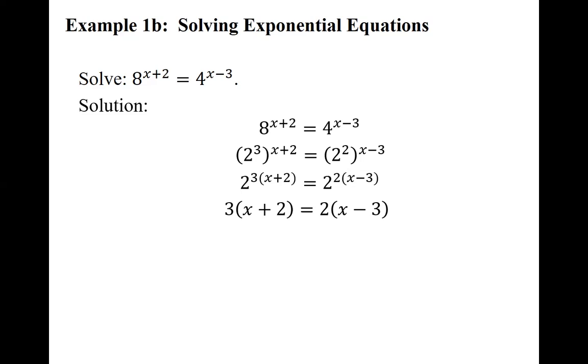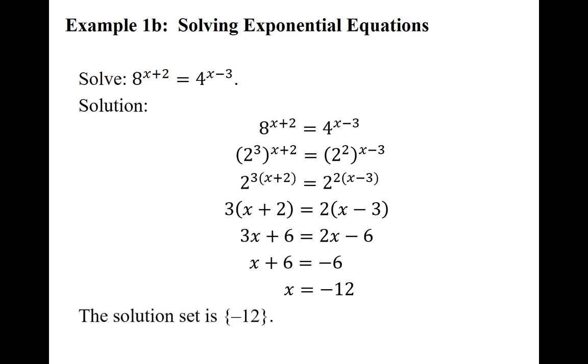3 times x plus 2 is equal to 2 times x minus 3. Distribute: 3x plus 6 equals 2x minus 6. Subtract 2x from both sides. That gives us x plus 6 equals negative 6, and then subtract 6 from both sides. x equals negative 12. So our solution set is negative 12.